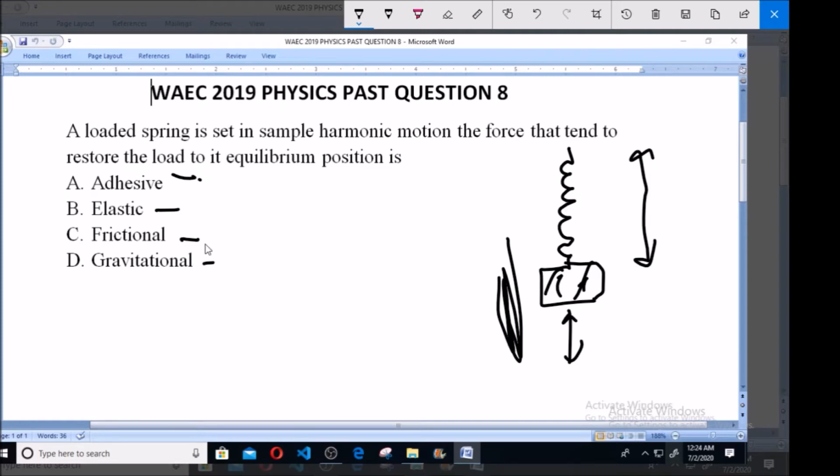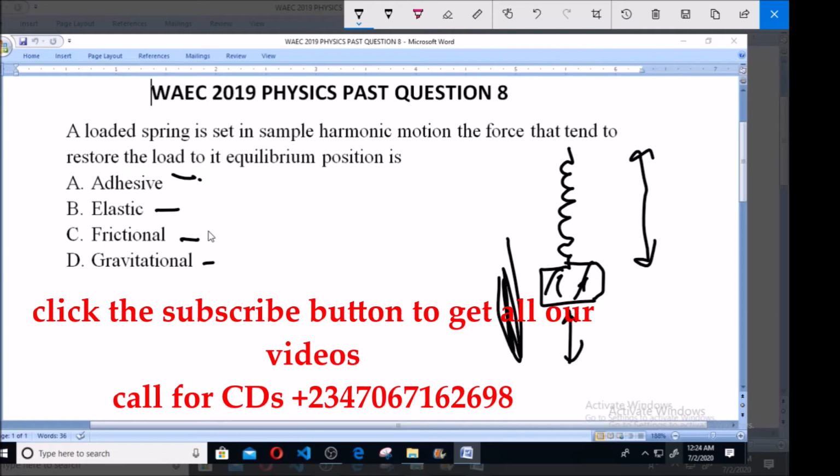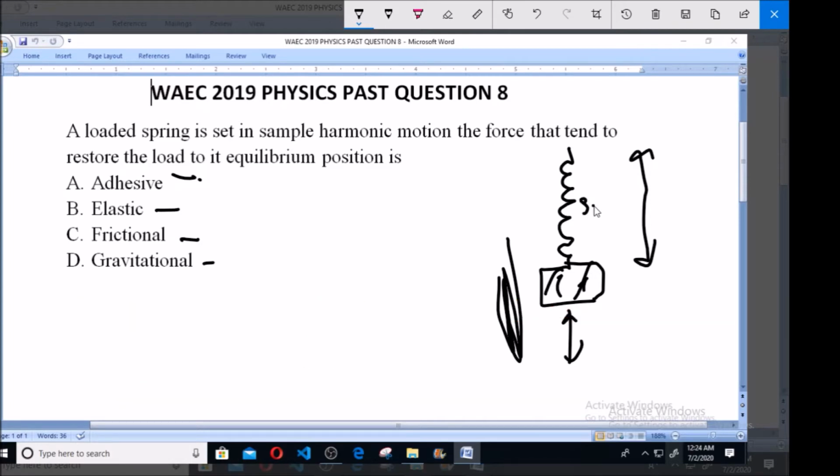Elastic material is one that regains its original shape or size after distortion, after the distorting force is removed. So this is the material. This spring is the very material that we are looking at. So if you distort it by pushing this weight down, it will come back. So that is what elastic materials do.